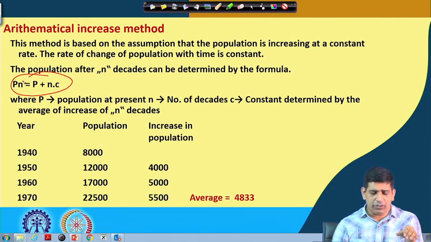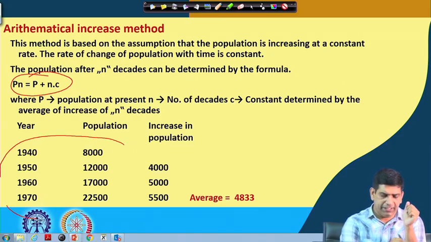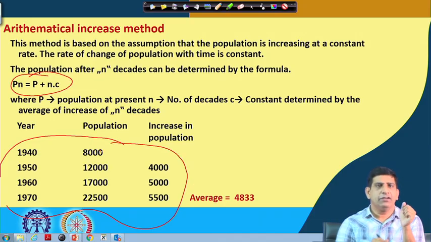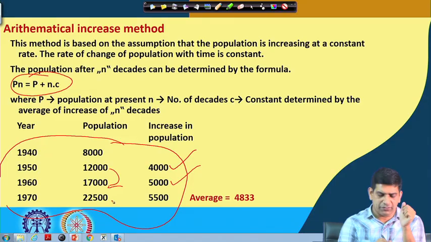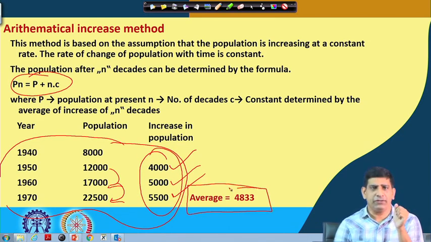Now if you look at the population here, we had 1940, 1950, 1960 and 1970. From 8,000 to 12,000, the increase is 4,000. From 12,000 to 17,000, we have an increase of 5,000. From 17,000 to 22,500, the increase is 5,500. If we take the average of these three, the average increase is 4,833. That's the average increase in population per decade.